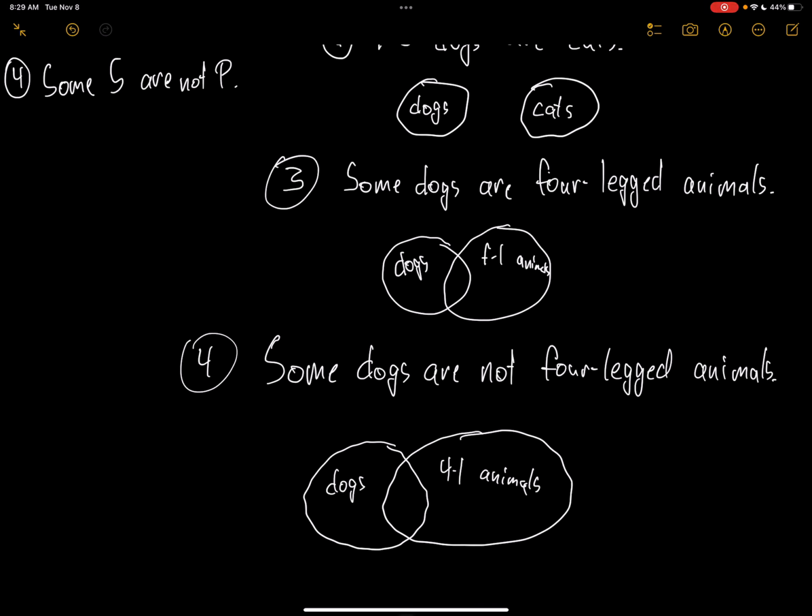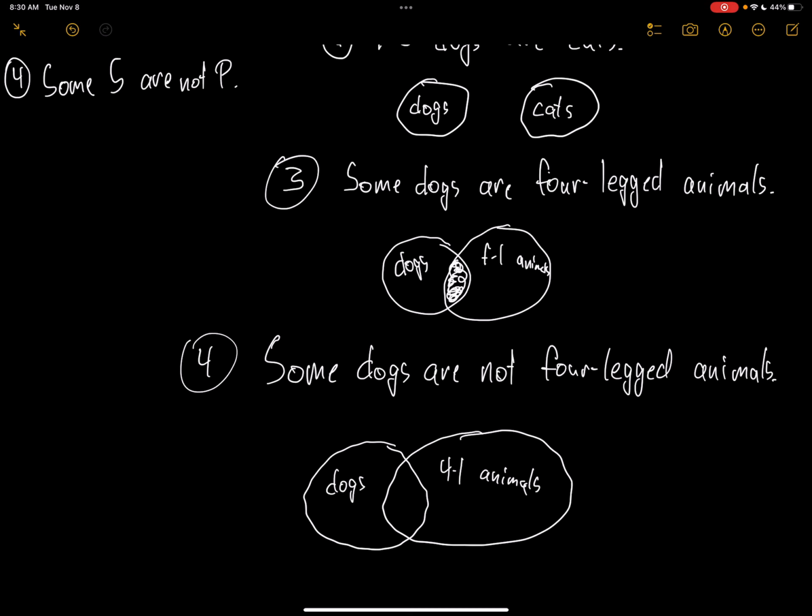So when I say that some dogs are four-legged animals, what I'm saying is that what I know for sure is that there are some dogs in this region. That there definitely are dogs that are four-legged animals. But remember, when I say that some dogs are four-legged animals, that does not make it the case that some dogs are not four-legged animals. The same way that if I come in and say, look, some of you passed your test, that does not mean that some of you did not pass your test.